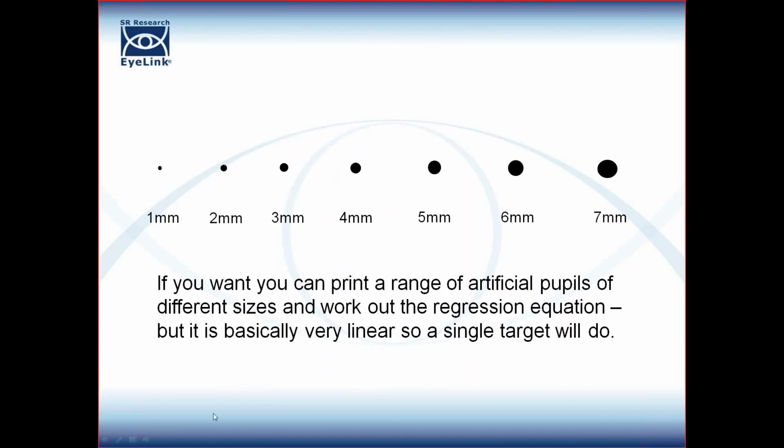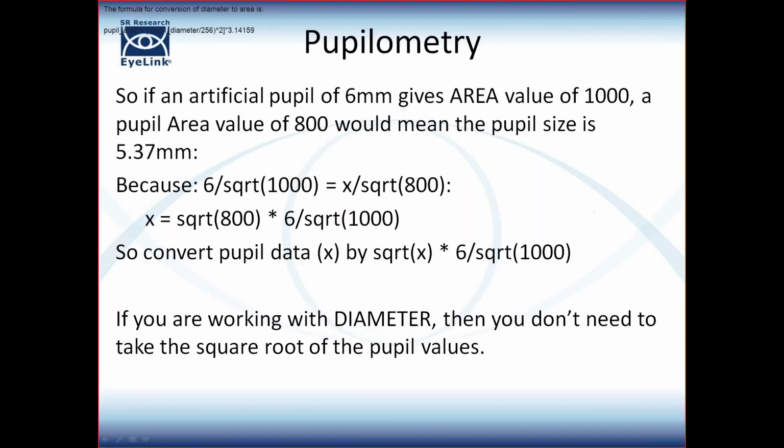So one thing I've seen people do is print out and record a range of different artificial pupils. It turns out if you do that, and I've done this myself, the correlation is very, very strong. So you get a very, very straight line. So really you actually only need to print out one of any single size. So a single target will do.